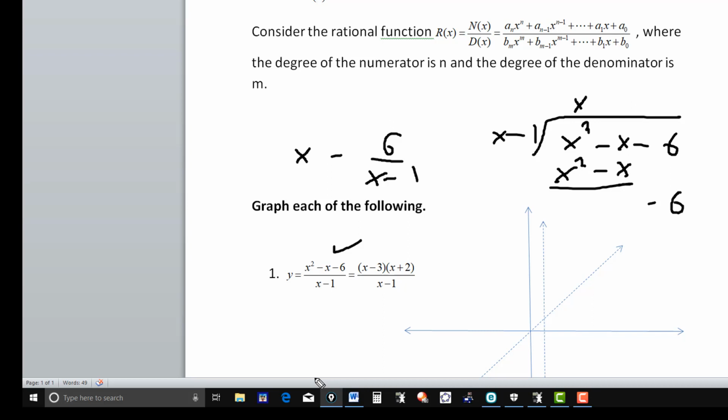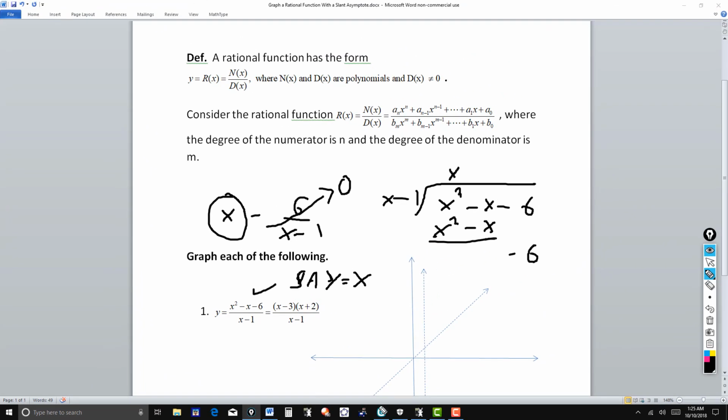Now, the asymptotes are determined by what happens to the function as x goes to infinity, as x gets real large or real small. If x gets real large, this denominator gets real large, so you're dividing a very large number into a 6, or in this case a -6. So this term is going to go to 0. As x goes to infinity or negative infinity, this term basically cancels, and the graph approaches the function y equals x. So the oblique or slant asymptote is y equals x.